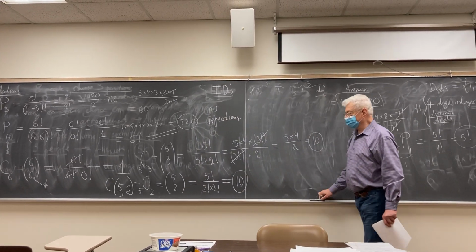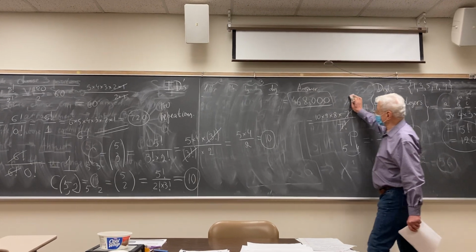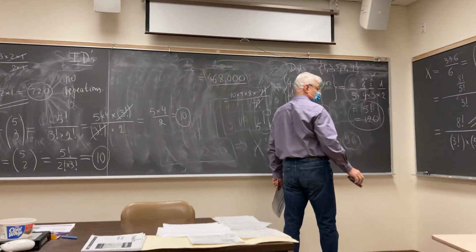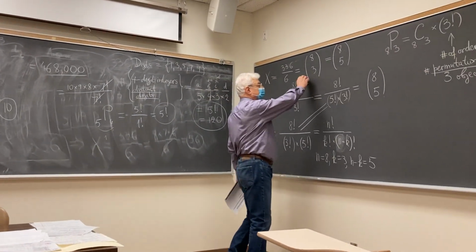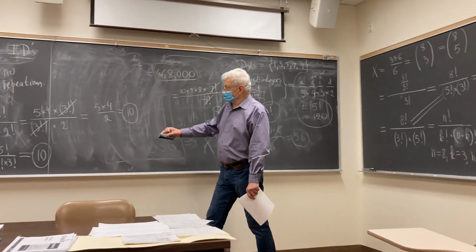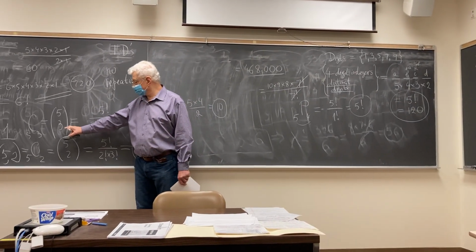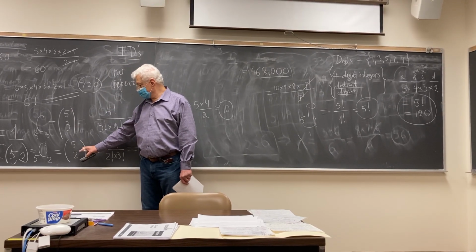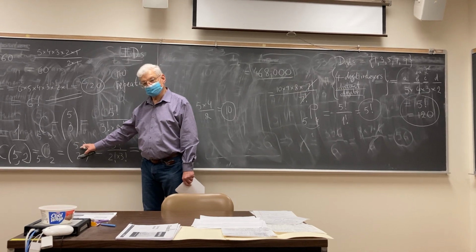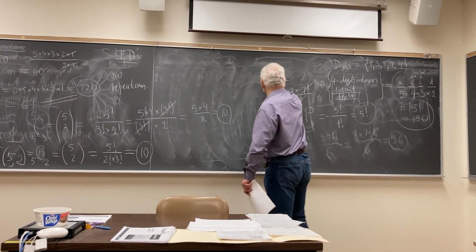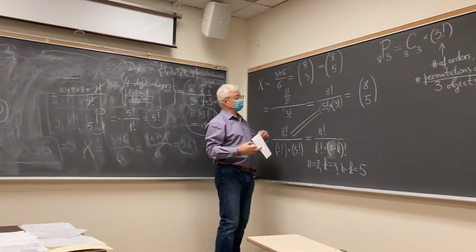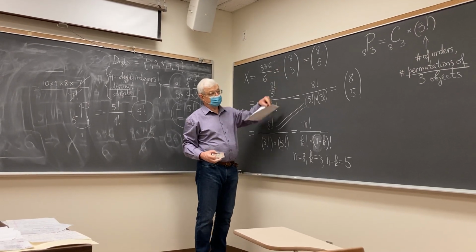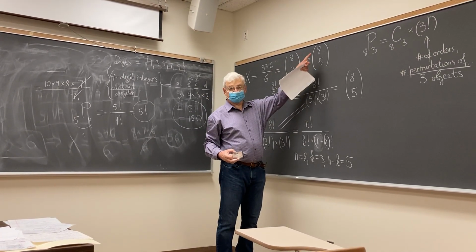Now, how to formulate this in words? That equality says, for example, the number of ways to choose 3 objects out of 5 is the same as to choose 2 objects out of 5. They are the same. Here, it says the following: the number of ways to choose 3 objects out of 3 is the same as to choose 5 objects out of 5.